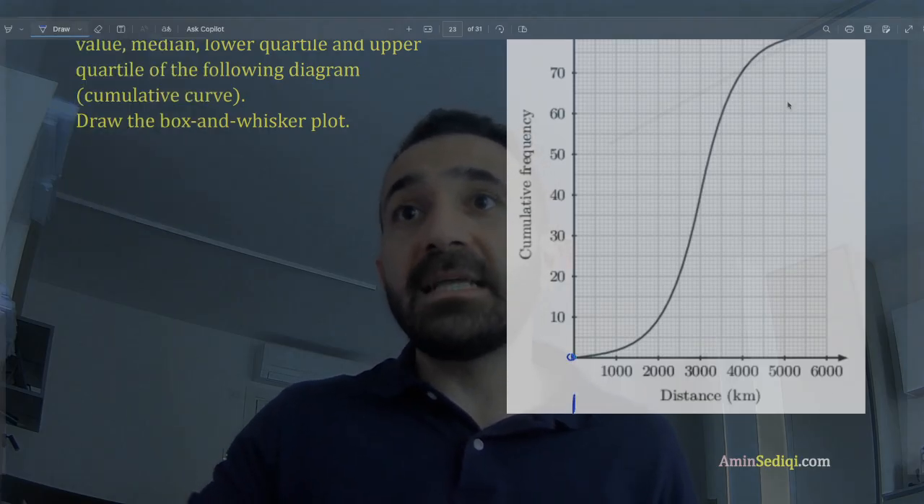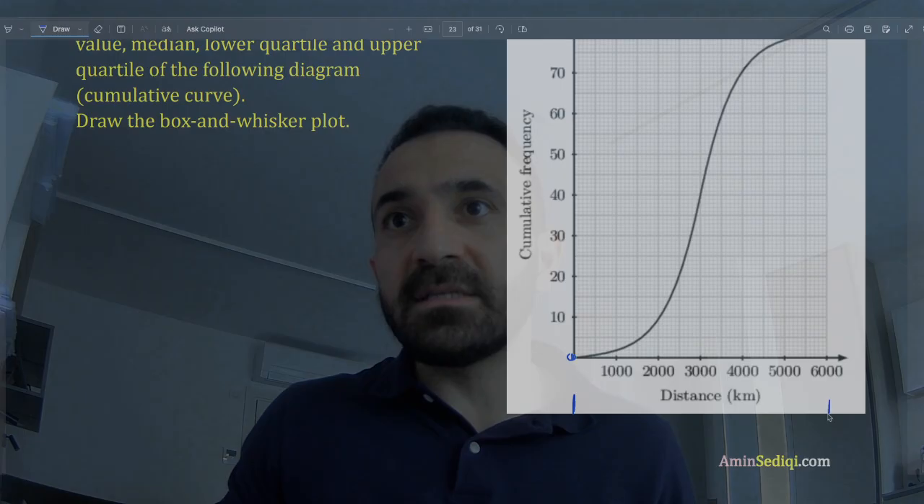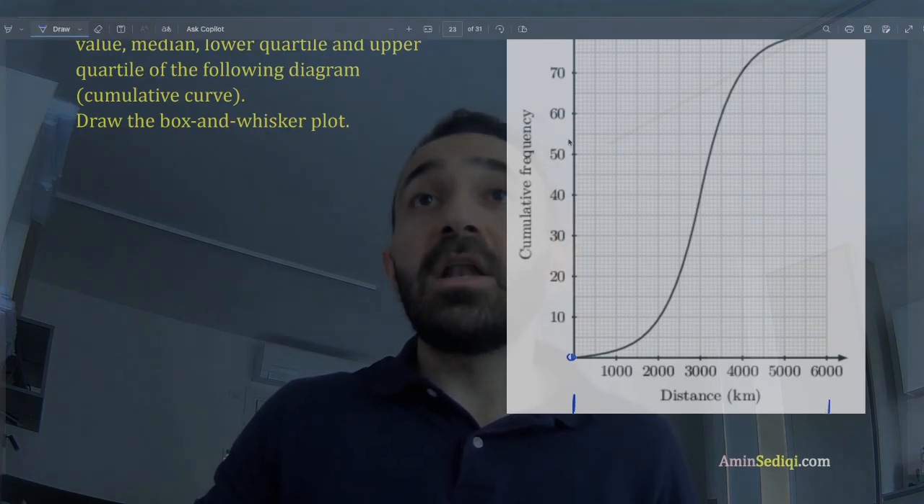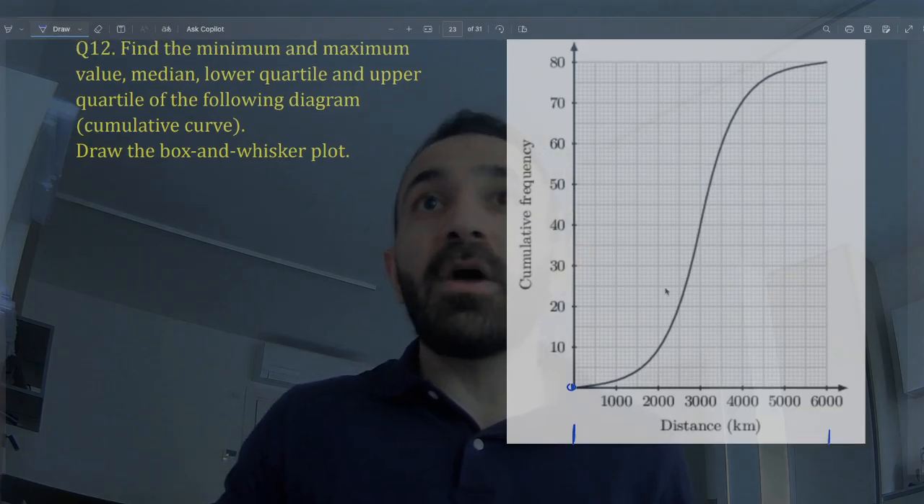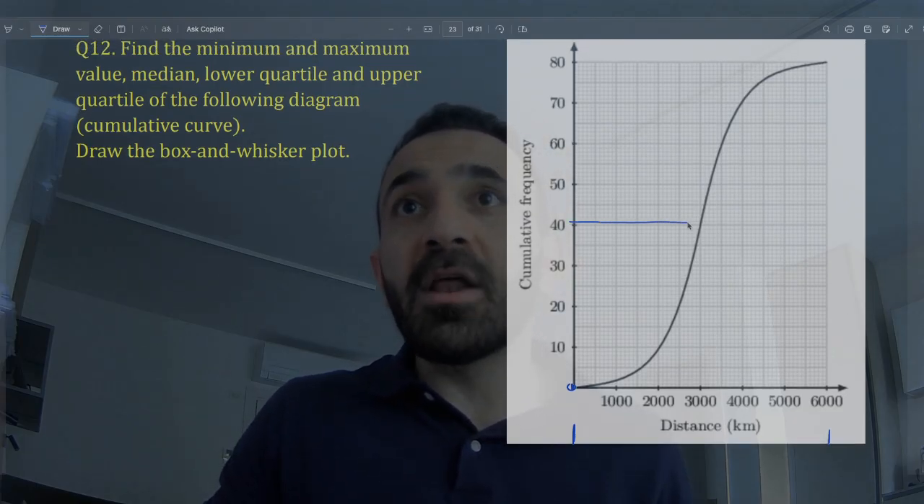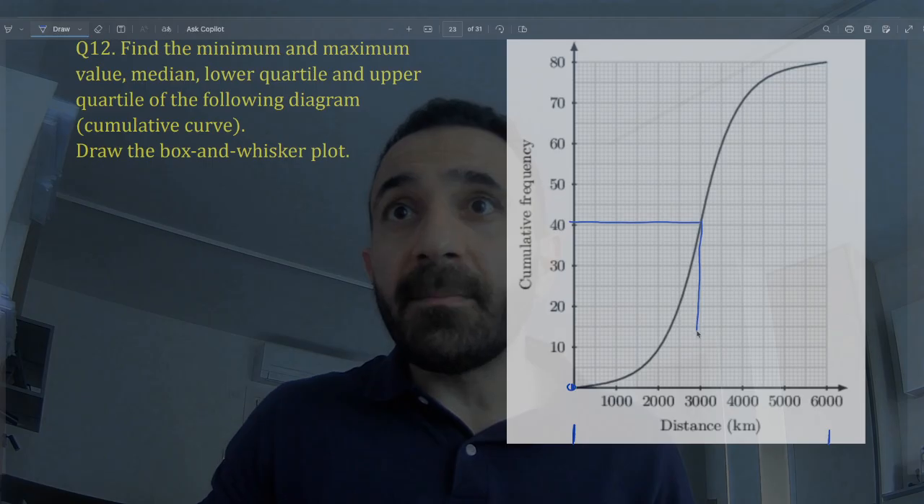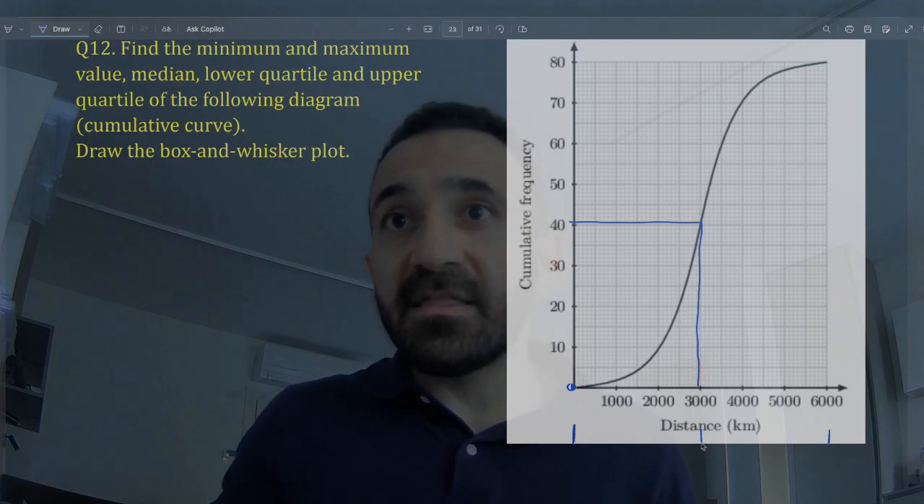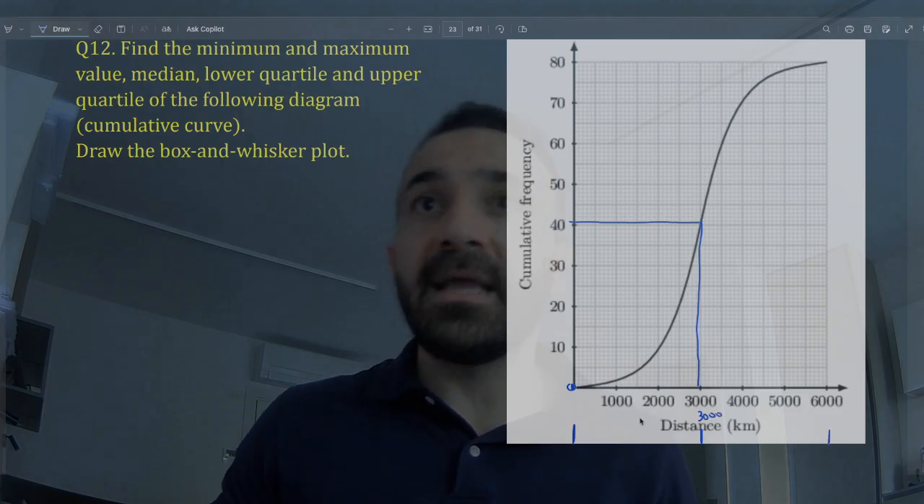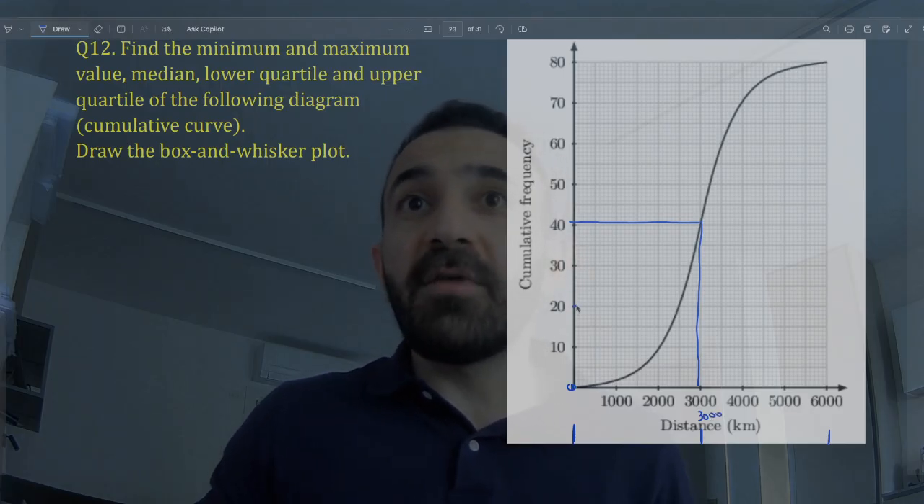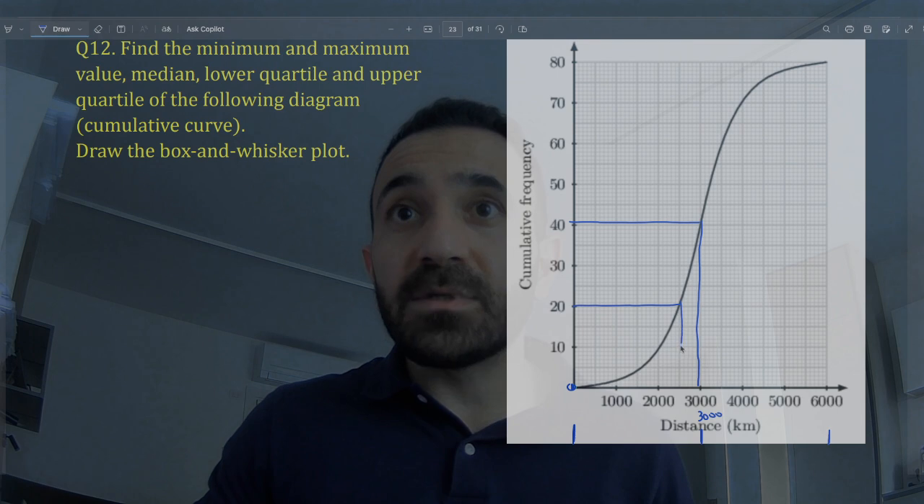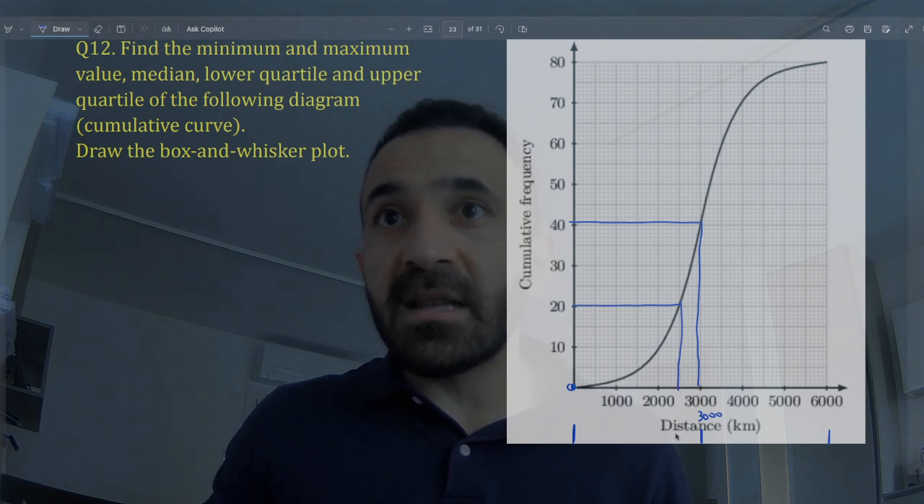The max is 6,000. Okay. The median is 80 divided by 240. Data number 40 helps you to find the median, which is 3,000. 3,000 is your median. Okay. 40 divided by 220. So 2,500 is your lower quartile.